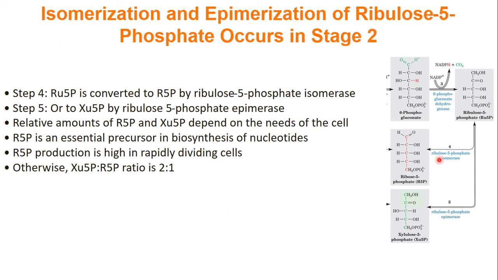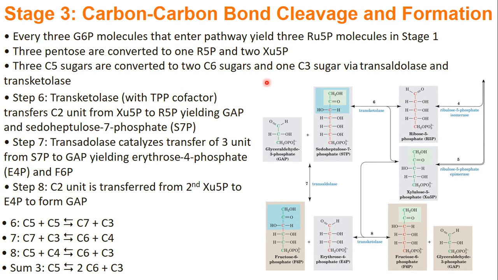So you're going to be trying to make this. If you are not constantly dividing, your ratio of XU5P to R5P is going to be 2:1. So 66% of your ribulose will go to xylulose, 33% will go to ribose. And we'll see why that is as we continue with the pentose phosphate pathway. All right, stage 3, we have our carbon-carbon bond cleavage and formation.